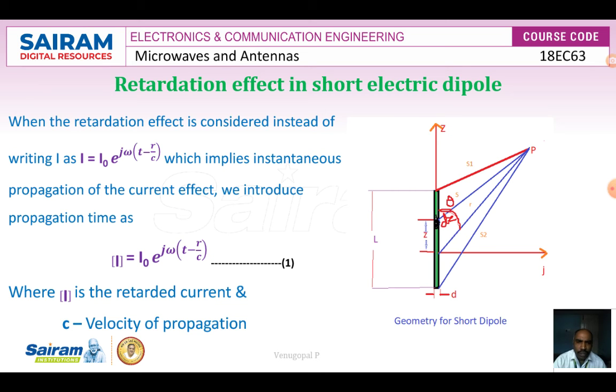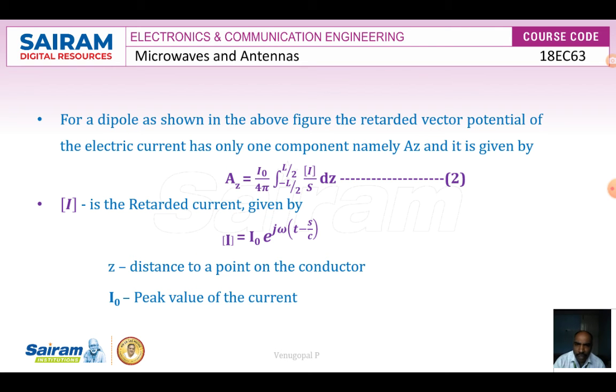As you know, D is very much less than the length of the dipole, and L is less than the wavelength lambda. When the retardation effect is considered, instead of writing the current I is equal to I naught, we write I is equal to I naught into exponential of j omega into t minus r by c, which implies a finite propagation of the current effect. This is a retarded current, where c is the velocity of propagation, and r is the distance between the dipole and the distant point.